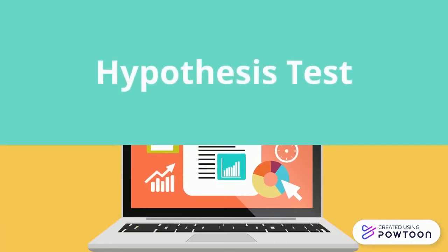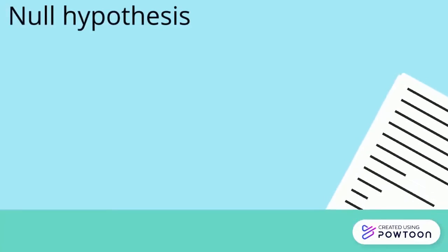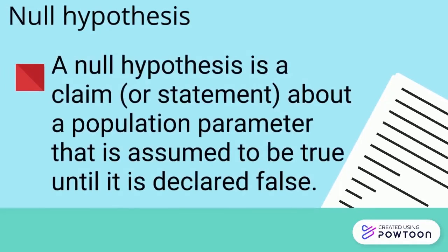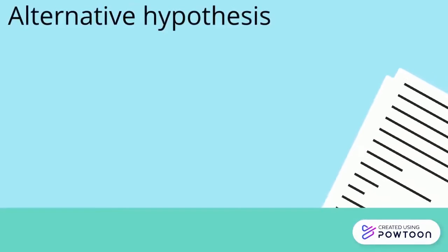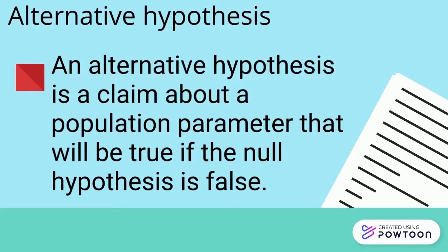The next topic is hypothesis test. Null hypothesis is a claim or statement about a population parameter that is assumed to be true until it is declared false. Alternative hypothesis is a claim about a population parameter that will be true if the null hypothesis is false.